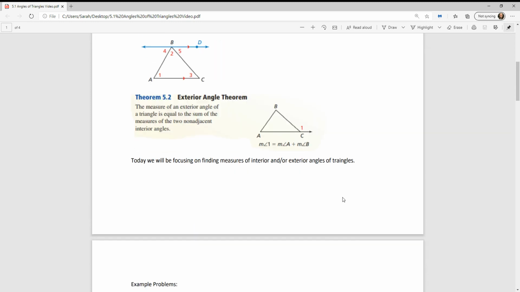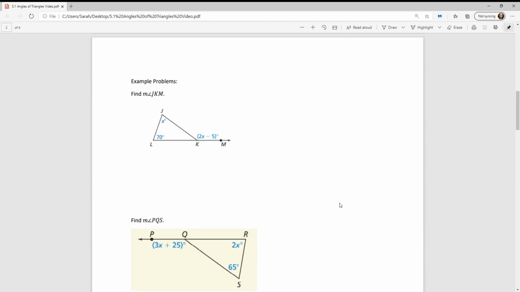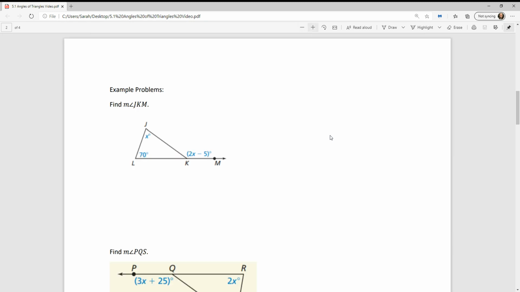What we're going to be doing today is finding interior and or exterior angles of triangles. So these ones look a little more complicated because they have some x's and things like that. Make sure that you don't just stop and find x, you find the exact thing they're asking for. So number one, or I guess they're not numbered, this first problem here wants us to find the measure of JKM. So JKM is the exterior angle right here. That's what we are after.